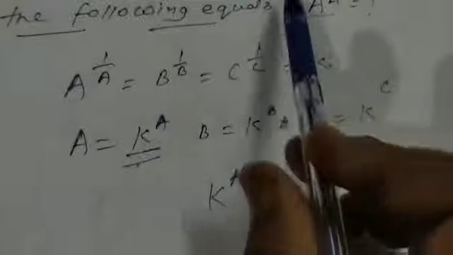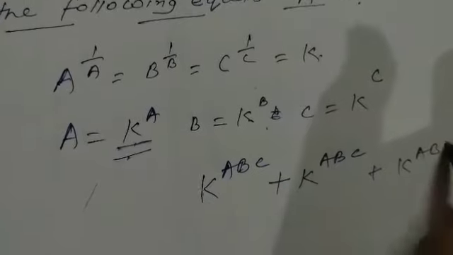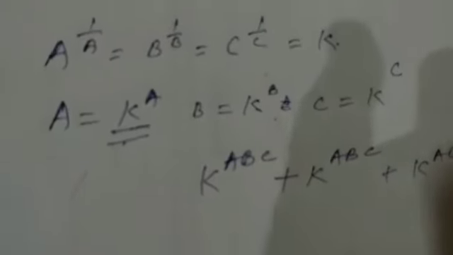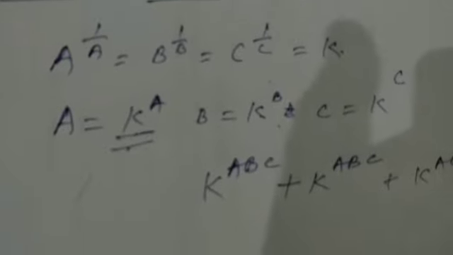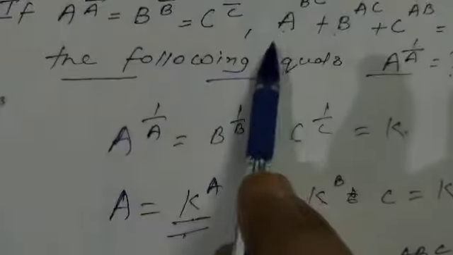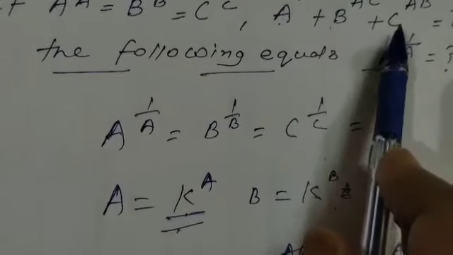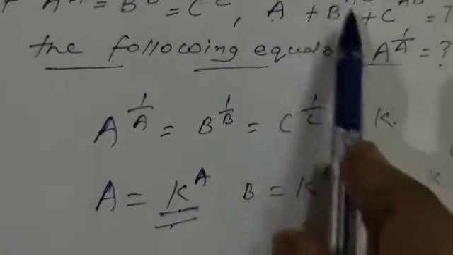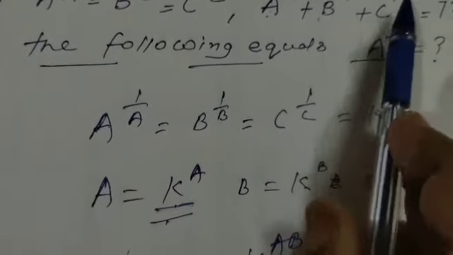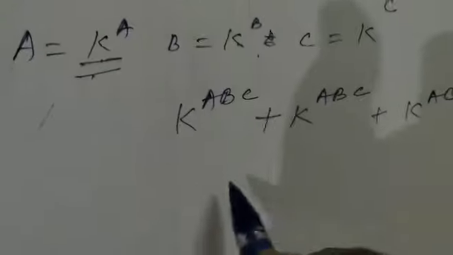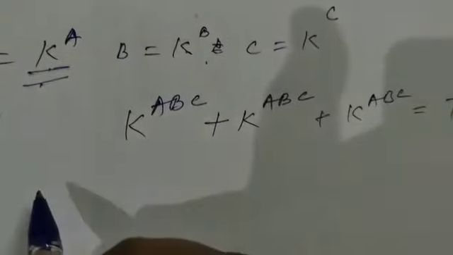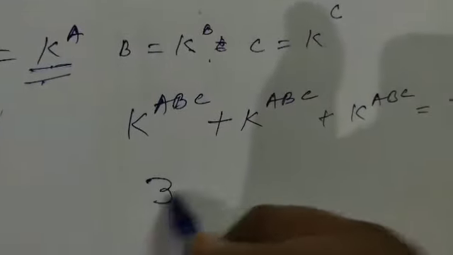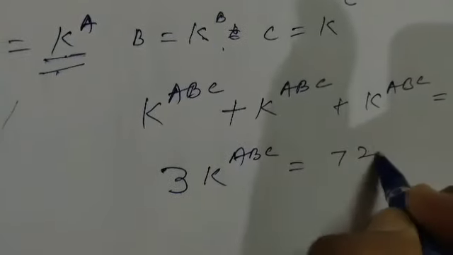Again b is k की power 1 upon b, k की power b and bac abc plus k की power abc. Similarly it will happen in c also: k की power c, k की power c की whole power abc, k की power abc. A similar thing happens in each case: a k की power abc, b k की power abc, c k की power abc. Here k की power abc, k की power abc, k की power abc. What does it mean? 3 k की power abc equals 729.